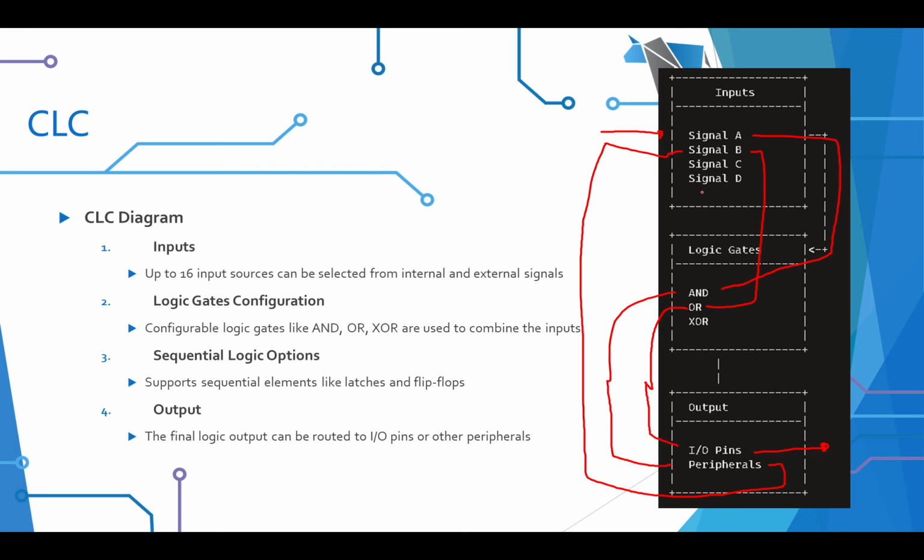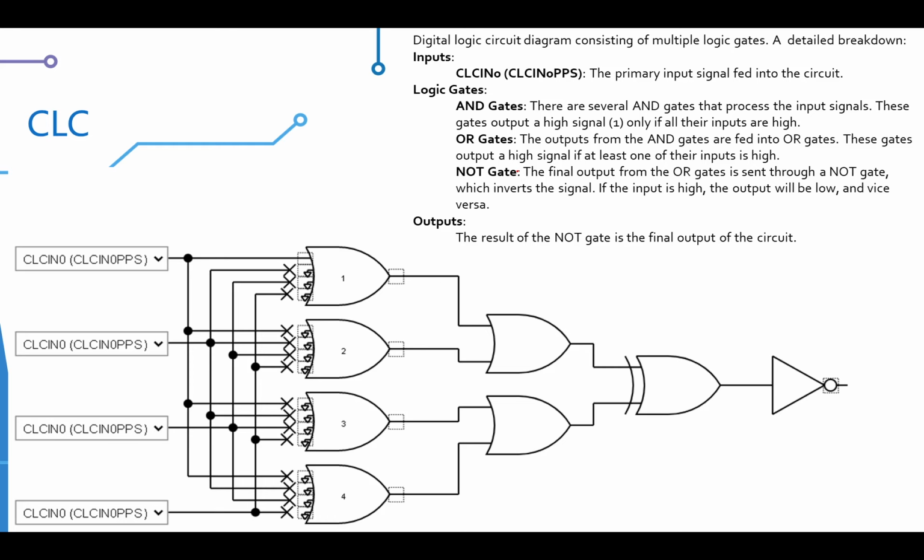My diagram shows 4, A, B, C, and D, but in reality there's 8, and they're called CLC1 to CLC8. But that gets a little bit more complicated because Microchip have not used that naming convention either. They use 0 to 7. Think of it like this. Now there's 8 of these. I can only show 4 on my diagram.